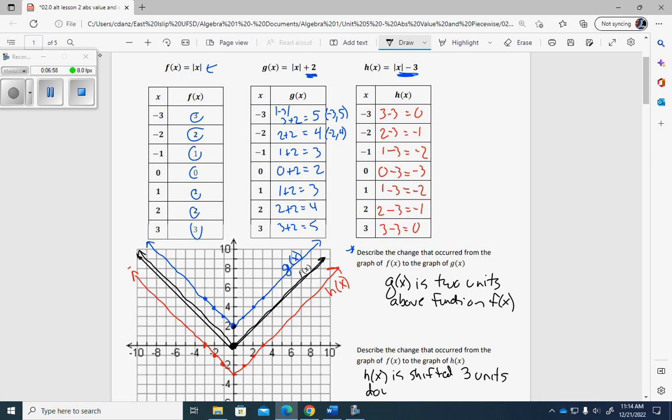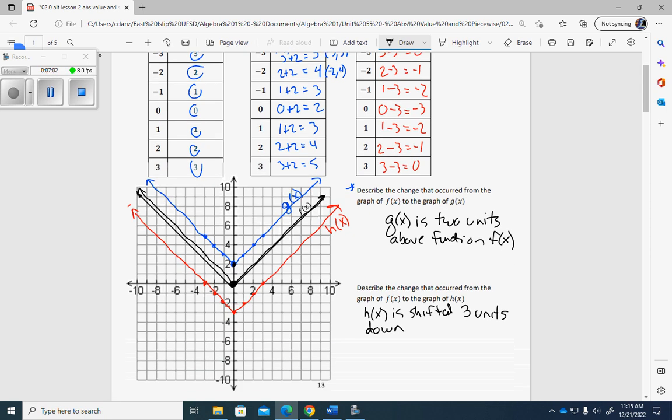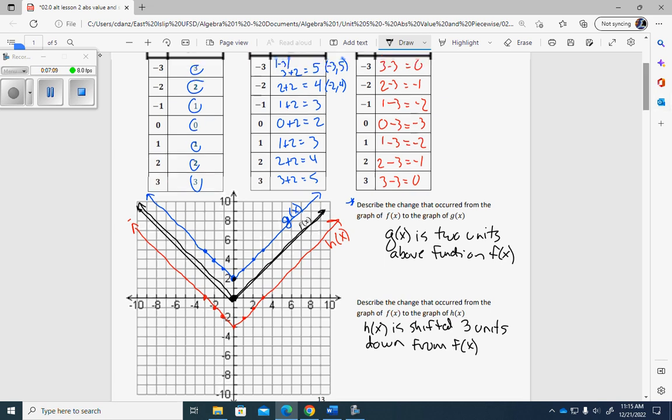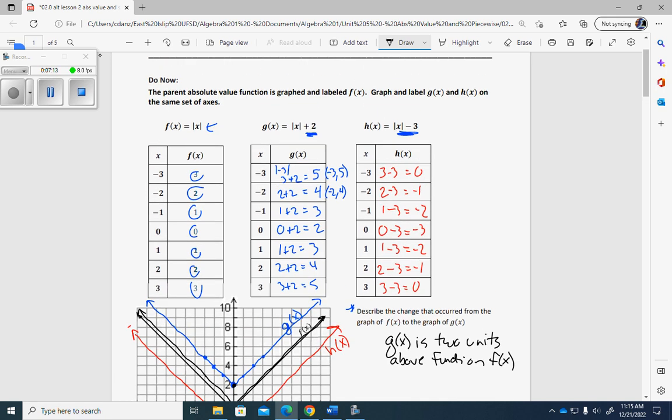I'm going to use the word down. h of x is shifted 3 units down from f of x. So what we're trying to notice here actually is that these shifts occurred, but I can actually see those shifts in my equation. You see what f of x was. It's just the absolute value of x.